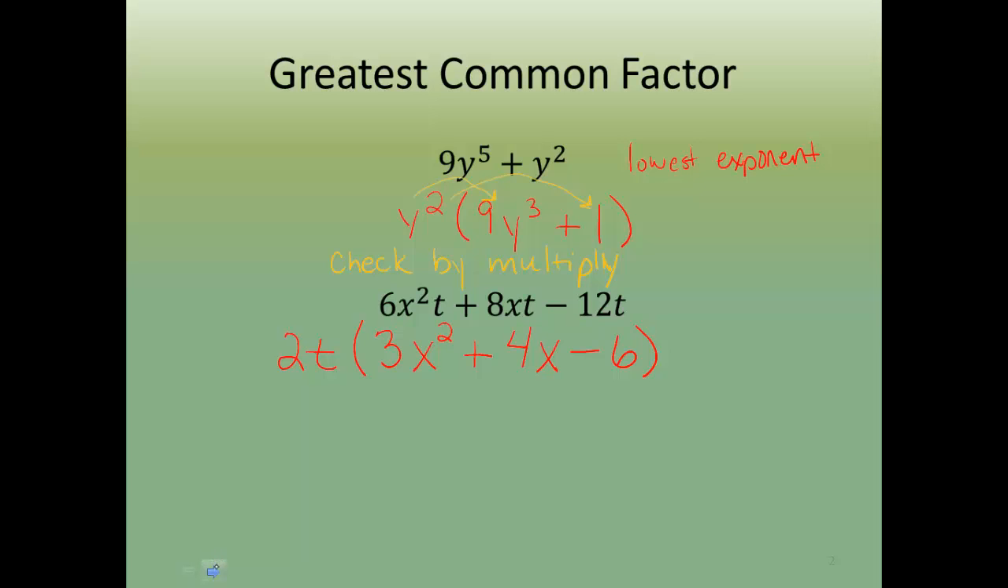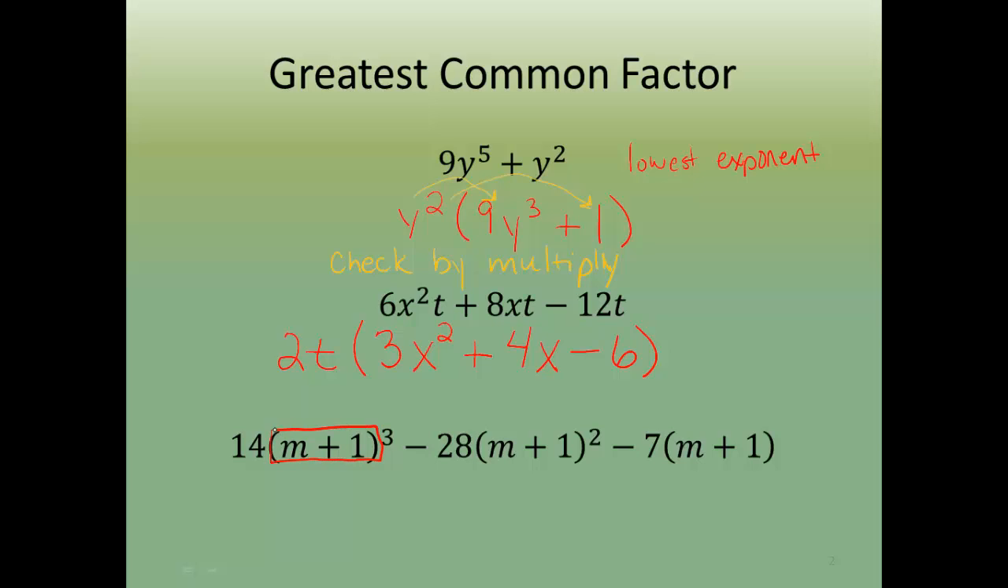Last thing we're going to take a look at, and this might be a little bit new, is something that looks like this, where the greatest common factor isn't just one term, but it is a quantity. Every single one of these terms has an m plus 1 in parentheses. That is your greatest common factor. You also do have to check the numbers, and they are all divisible by 7. So here my greatest common factor is a 7 times m plus 1.